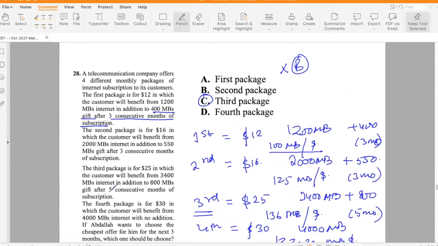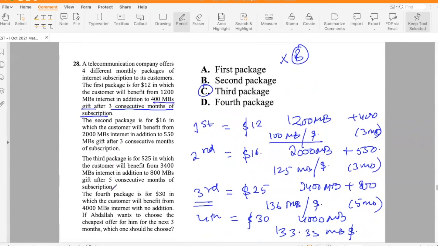28. So here we are looking at the cheapest plan, right? And we are looking at the next 3 months only. So we are not interested in this additional data that comes, because that only comes after 3 consecutive months of subscription, right? Now, if we were to include that, then let's see if the answer changes.